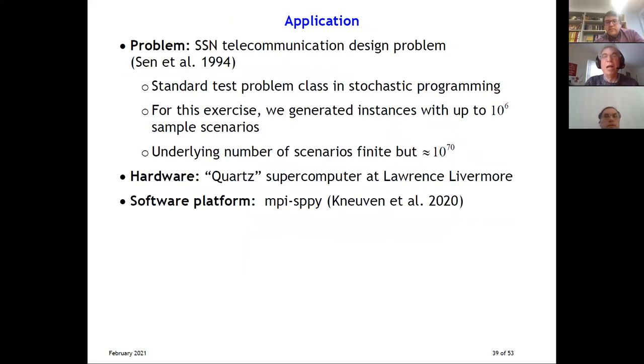So, running into the end here, here's an application. We generated these SSN telecommunication design problems from Suvrajit Sen. We've generated them with up to 1 million scenarios, okay? The hardware is the Quartz supercomputer at Lawrence Livermore, and the software is this thing called MPI-SPPY, which is quite new, but it's kind of a replacement for PySP.